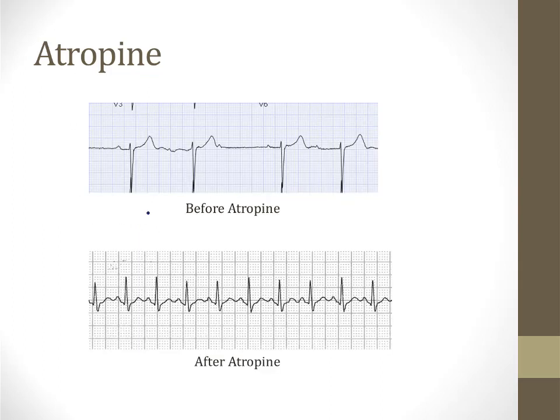Just so you have a picture of how this can work, here's an EKG tracing at the top of the screen showing Wenckebach, or Mobitz type 1 block, in the AV node. You can see that there's a P wave here that is not conducted. After atropine is administered, you will get something like the EKG tracing at the bottom of the screen. Now all of the P waves are conducted because conduction has sped up through the AV node. In addition, the sinus rate is increased as well.